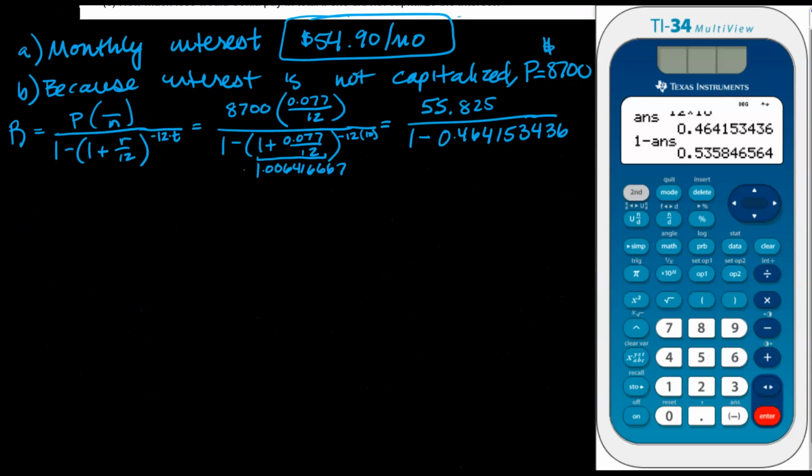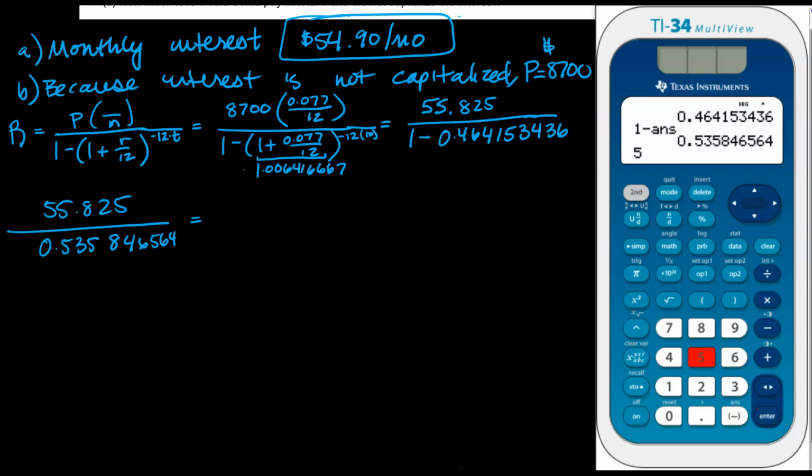So I'm just going to come down here and write my numerator down again. And then I'm going to write down my denominator, 0.535846564. And then last step, I'm going to just divide these two. So I'm going to type 55 point, oops, too many 55s there.